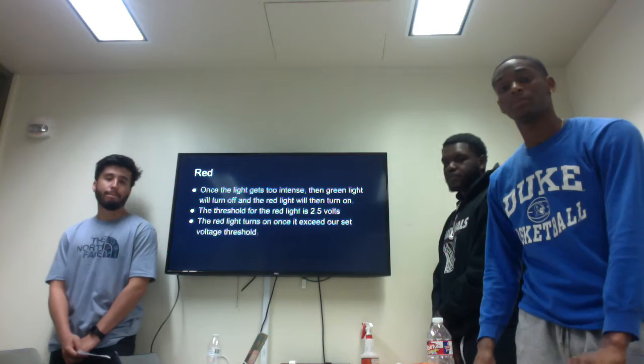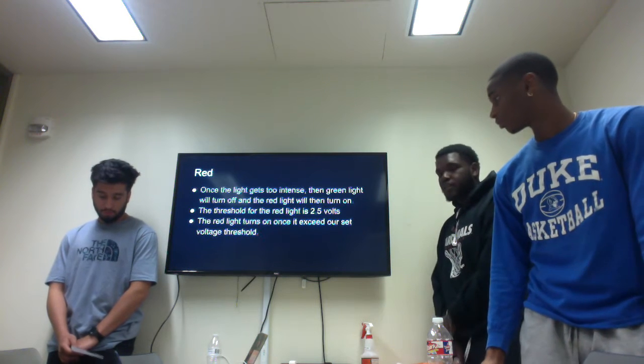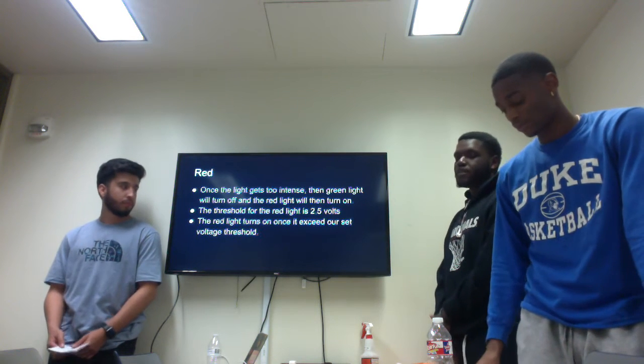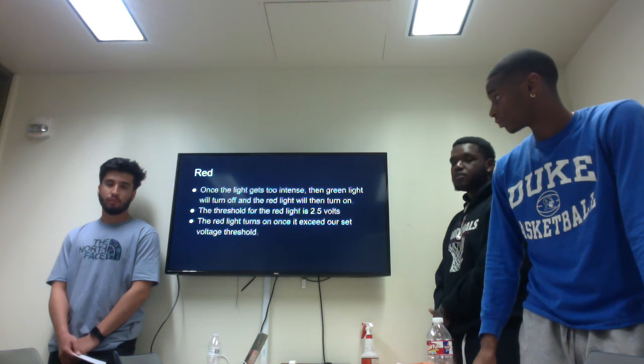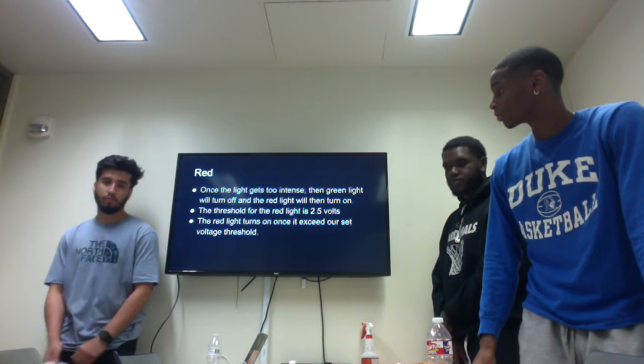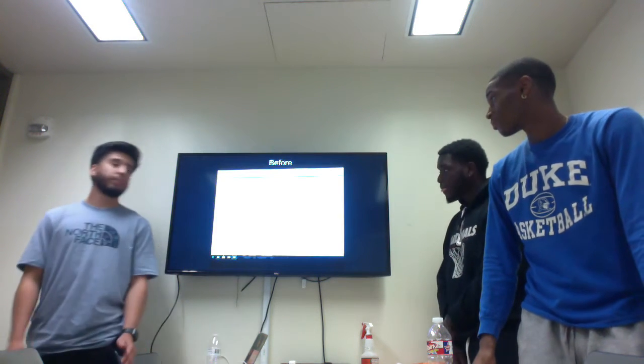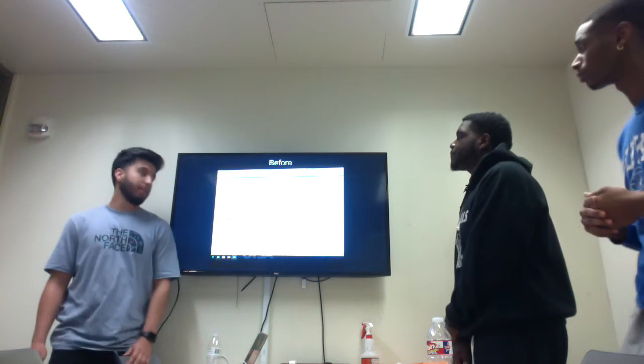This red light represents a voltage of 2.5 volts. And this red light will remain on as long as the voltage is equal to or exceeds 2.5 volts. As you can see, this is our control panel from day one.